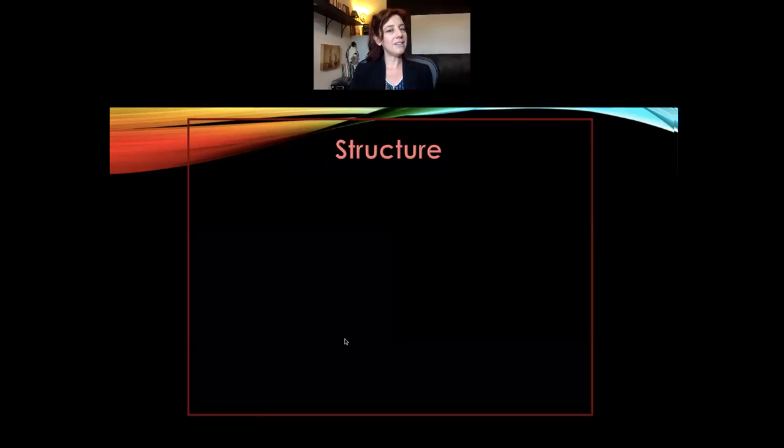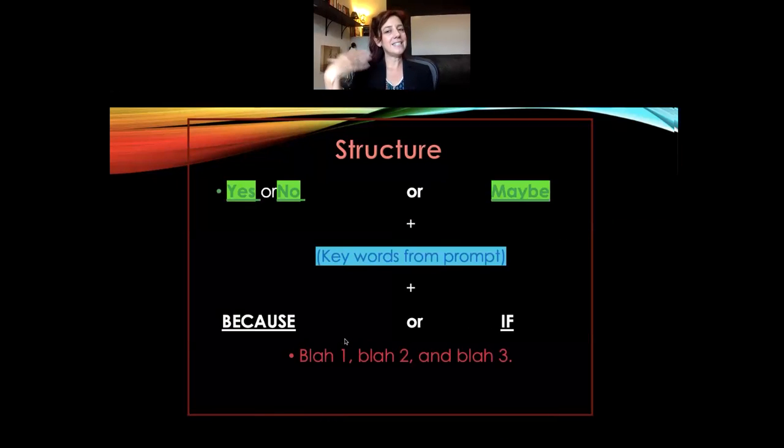So what it looks like is essentially this. You could look at this as your template for writing your thesis statement. So you're going to take your position first, right? So yes, no, or maybe. And then you're going to add some keywords from the prompt. And then you're going to add your how or your why element. So you might want to use the word because, or if you're doing maybe, use the word if.